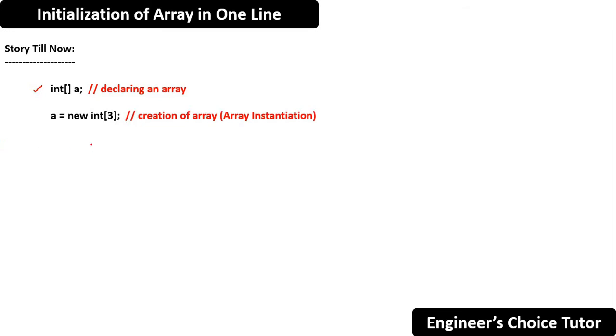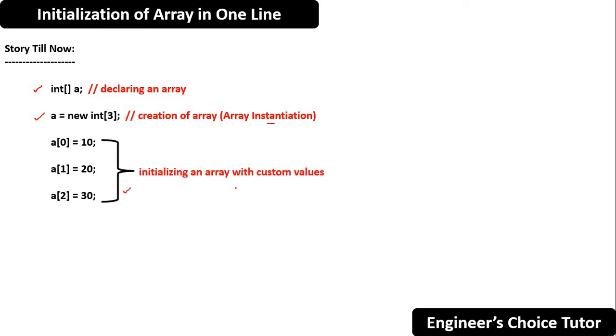So the story till now is, whatever we were doing, first we were declaring an array like this, right? This is the first step. Then we were creating an array, which means array instantiation like this, right? After this step, we were initializing an array. This is called initializing an array with custom values. So these three different steps we were performing till now.